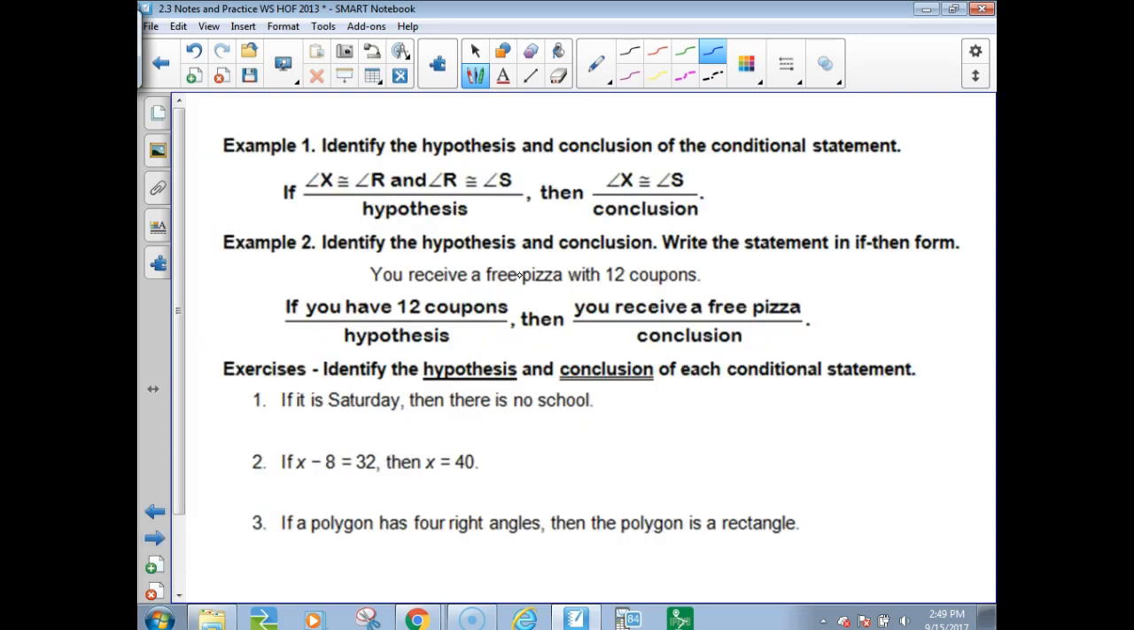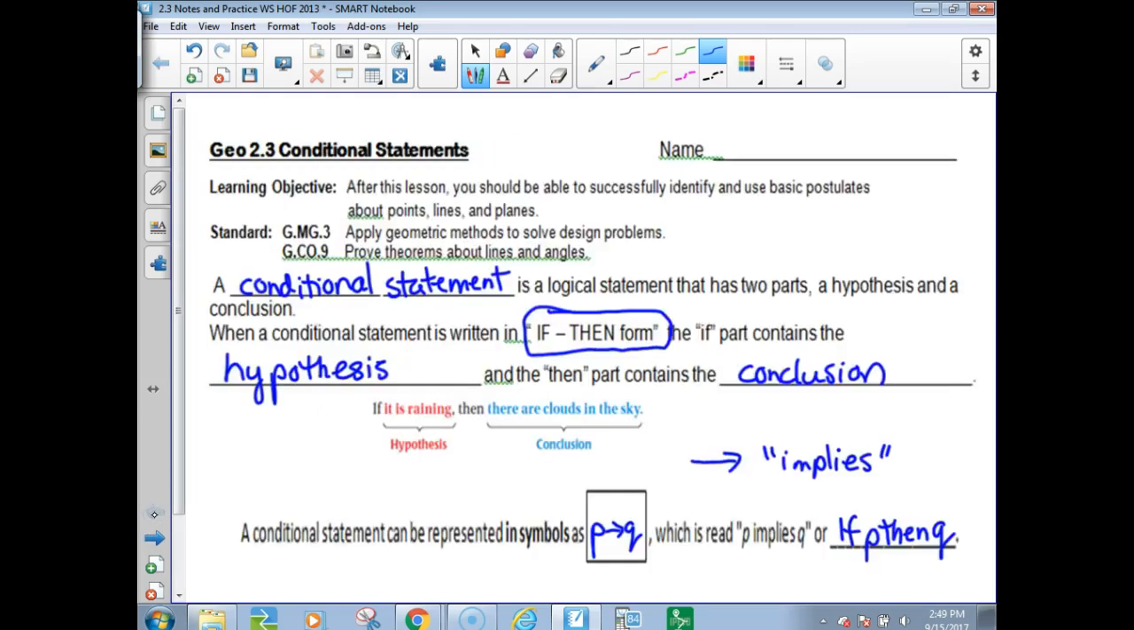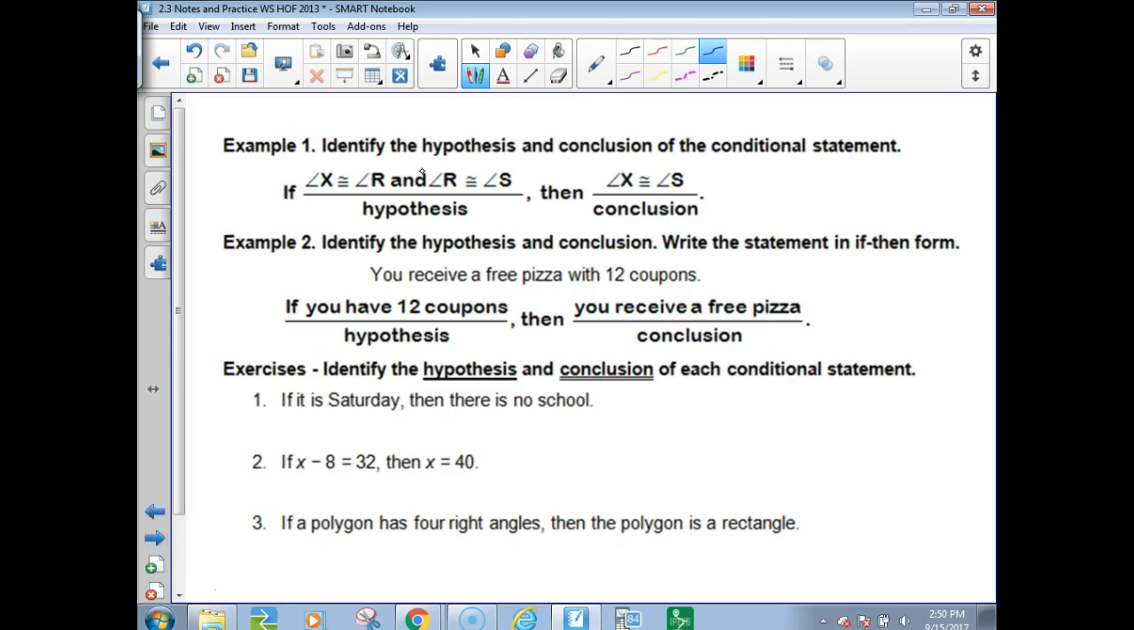Okay. We're going to identify the hypothesis and the conclusion of each conditional statement. Okay? You're welcome. Won't go quite as fast when we're coloring, but we're not coloring yet. We're not doing highlighters yet.